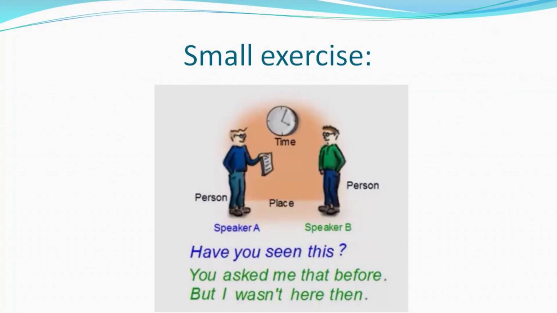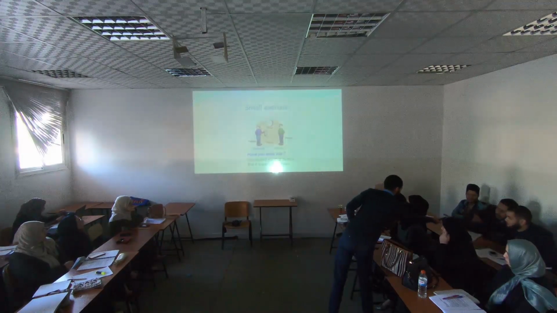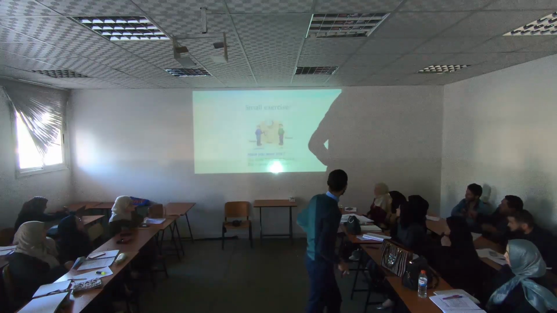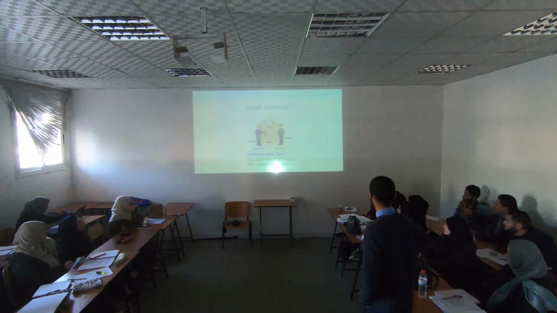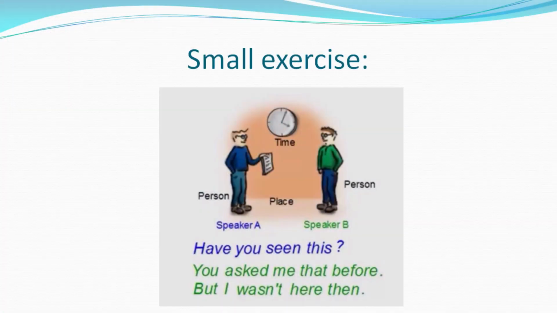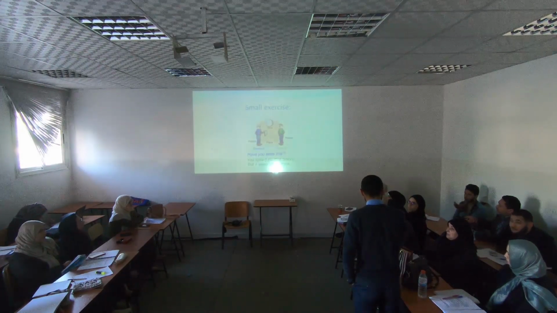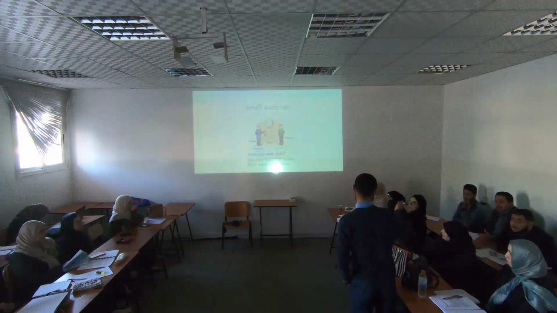So, let's look at this small exercise. Mustafa, would you please identify the deictic elements in this conversation, and you can use the laser. So what are the deictic elements here? You. Exactly. What kind of deictic element is this? Person. Yes, and is it proximal or distal? Near or away? Near. It's the second person.